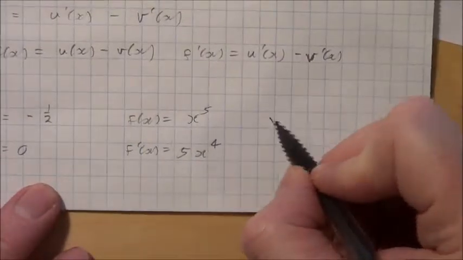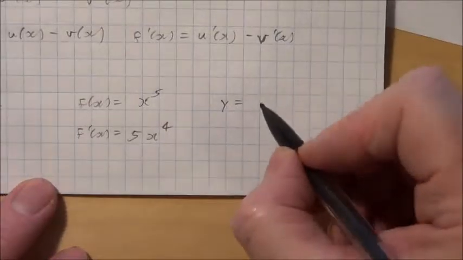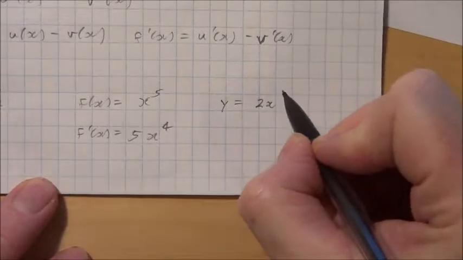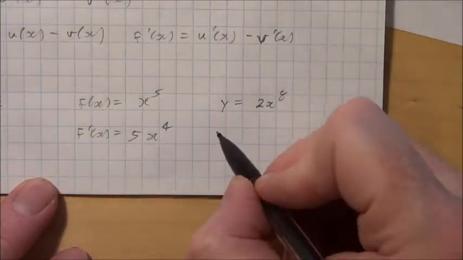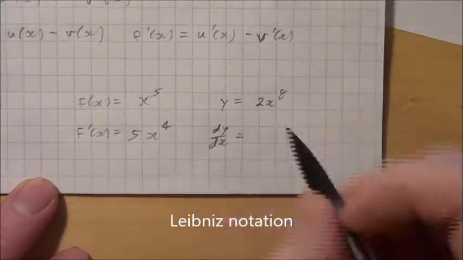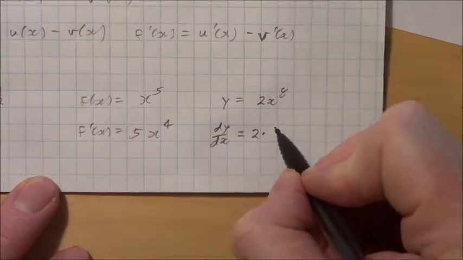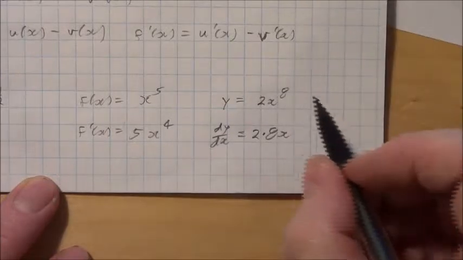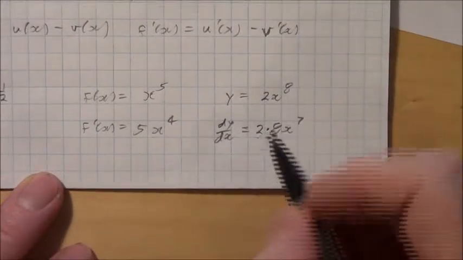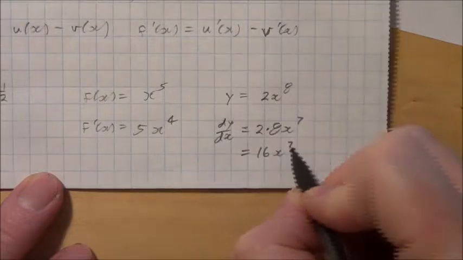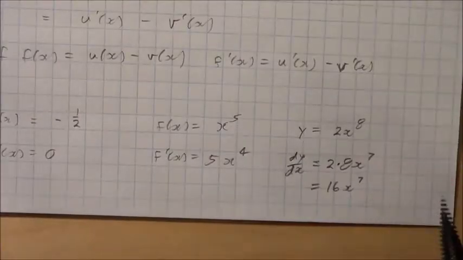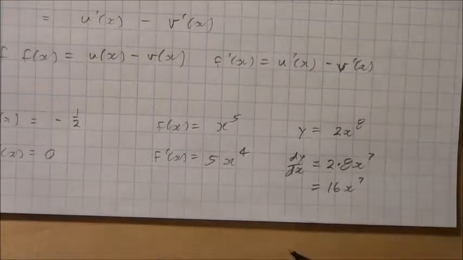I'm going to change this around a little bit. I'm going to say y equals, let's say this is now 2x to the power 8. Then dy by dx, this is Leibniz notation, dy by dx. Well, this 8 comes down in front and multiplies by that 2, so it's going to be 2 times 8x. And now we subtract 1 from the 8, so you have 7. And then simplifying, that gives us 16x to the power 7. Okay, so we're going to look at a few more tomorrow, but these are just some basic examples to help whet your appetite for differentiation.